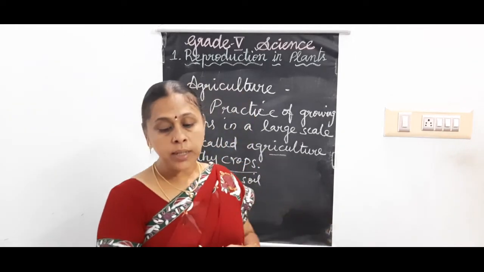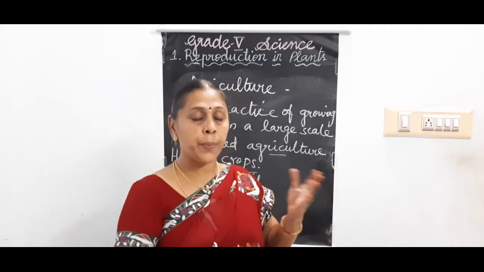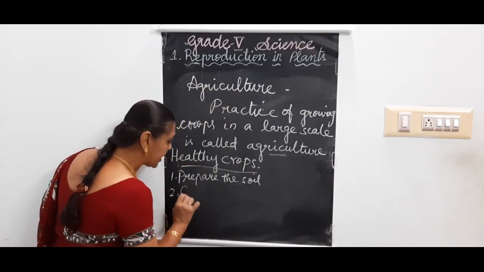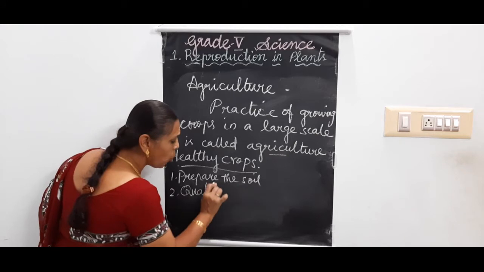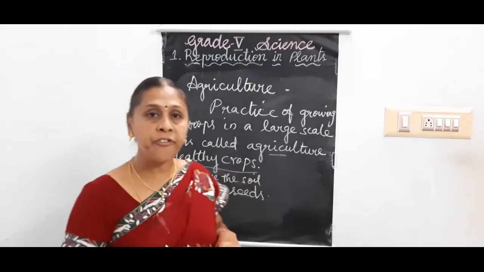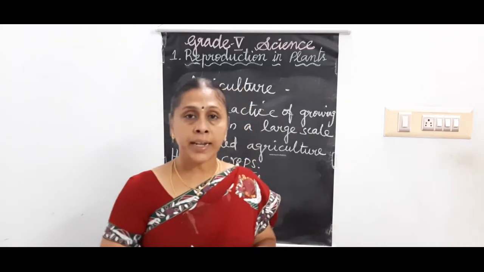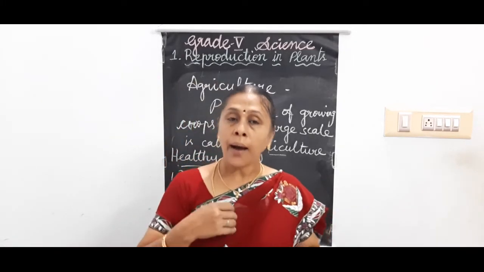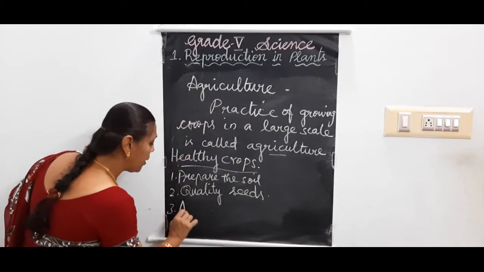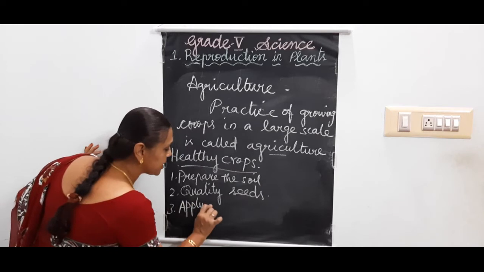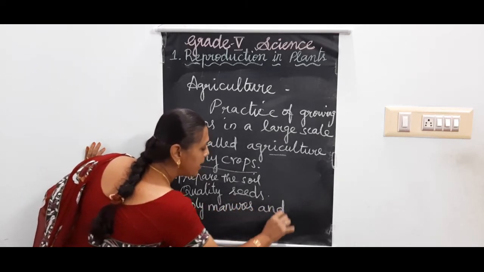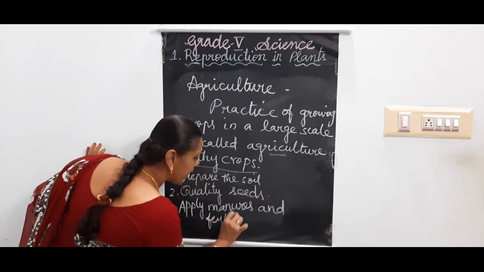In that, first one, soil preparation is very important. Next, we have to select good quality seeds. Sowing of seeds. Quality seeds must be sown in the field. After that, we have to apply manures and fertilizers. We have to add manures and fertilizers for their healthy growth.